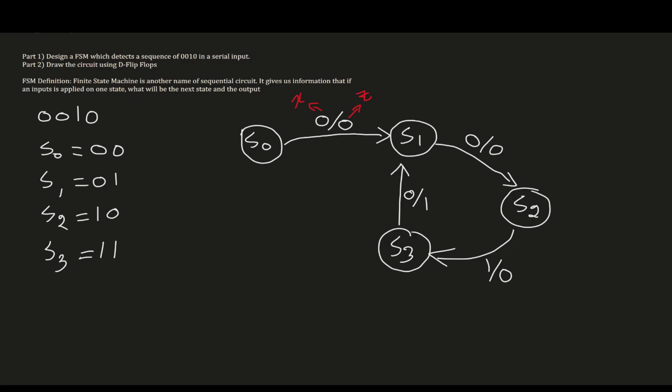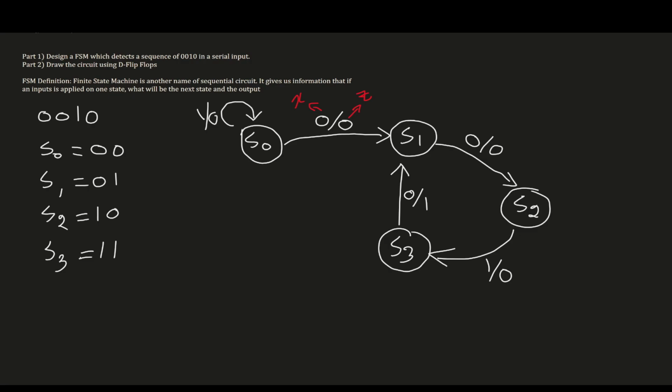Think of it as if you're entering a passcode for your phone, 0010. If you enter it in the sequence of 0010, you will unlock the phone, so the output will be 1. Now let's see what happens if we enter the wrong bit. So at S0, if we enter 1 instead of 0, what will happen? We will stay in the same state. So if we enter 1 here, the output will be 0, but we'll be at the same state.